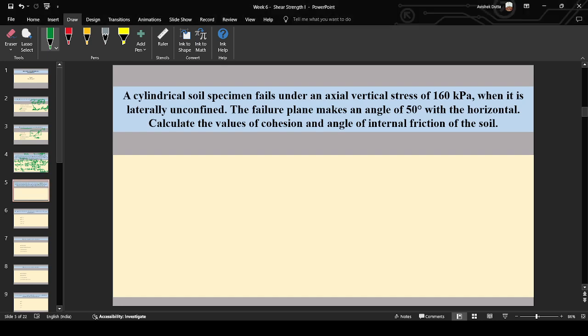A cylindrical soil specimen fails under an axial vertical stress of 160 kilopascal when it is laterally unconfined. The failure plane makes an angle of 50 degrees with the horizontal. So here we can see sigma 1 is given, that is 160 kilopascal. Unconfined means sigma 3 equals 0.